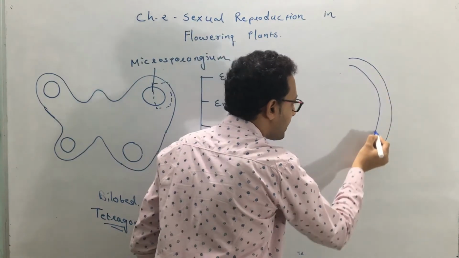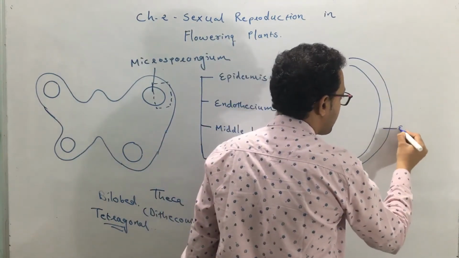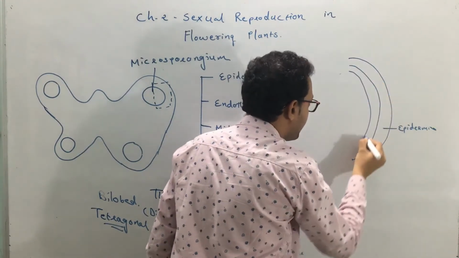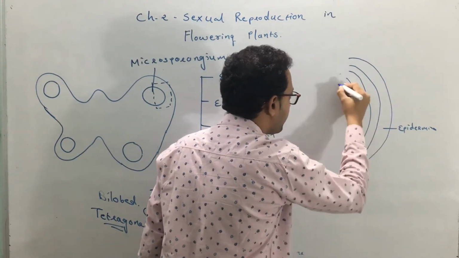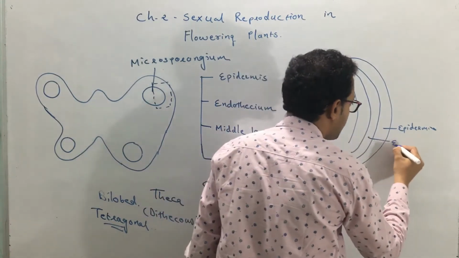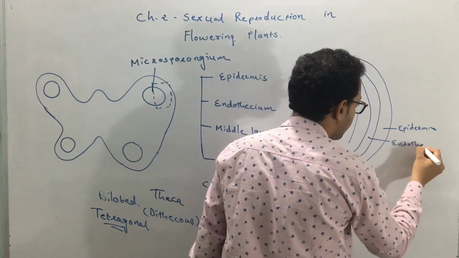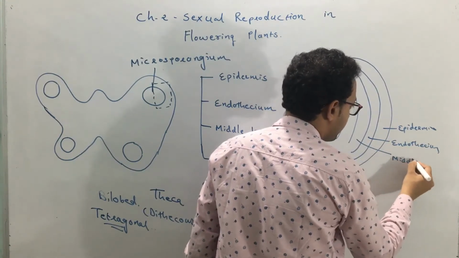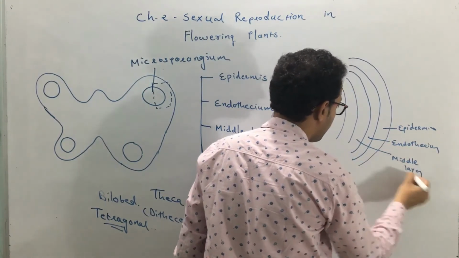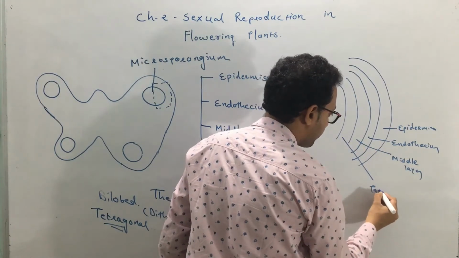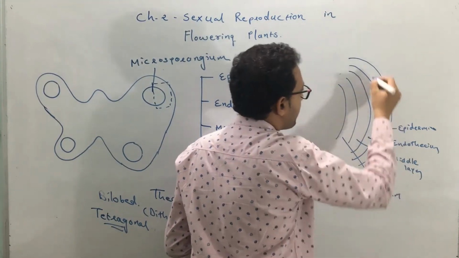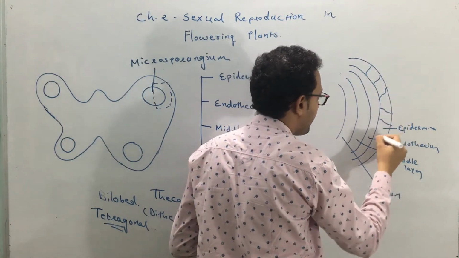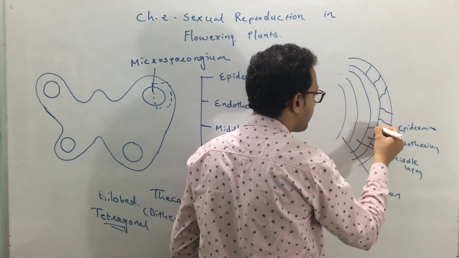The first layer is called the epidermis. Then there is a second layer, a third layer, and a fourth layer. The second layer is called the endothecium. The third one is called the middle layer, and the fourth one is called the tapetum. Each one is made up of different types of cells. These are the different types of cells present in it.